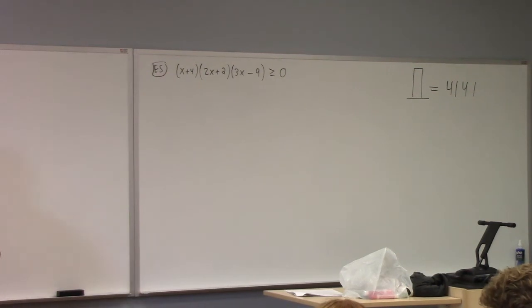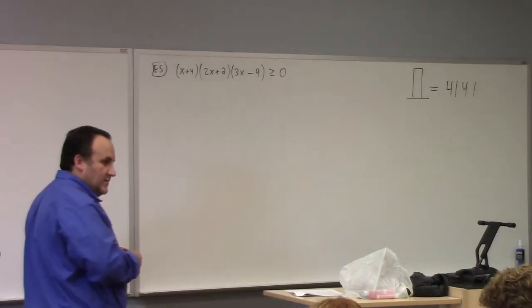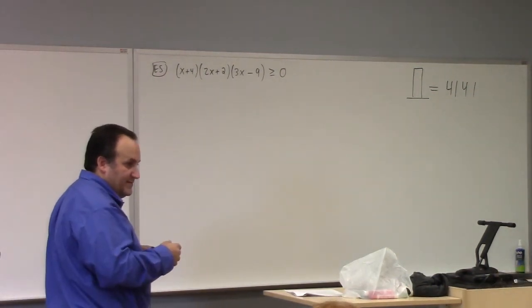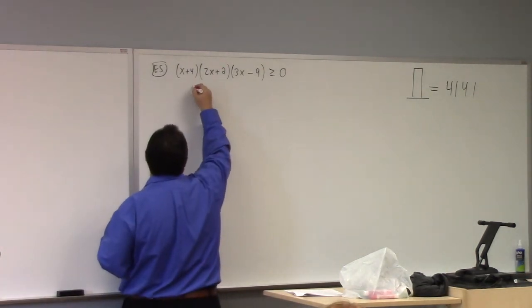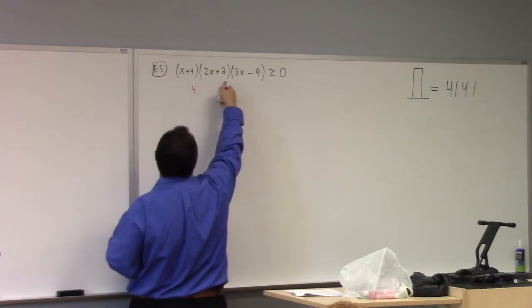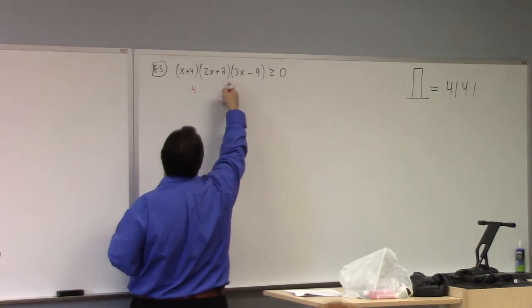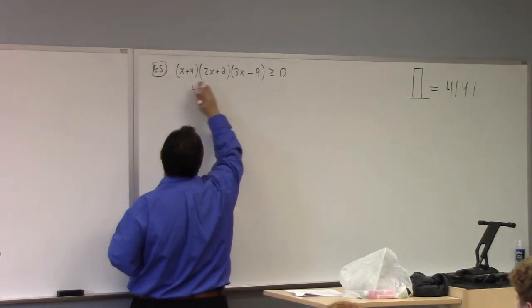So you guys tell me, what are the critical numbers? Go for it. It's 4? And what about this one? 2? 1? Okay, so let's think through it.